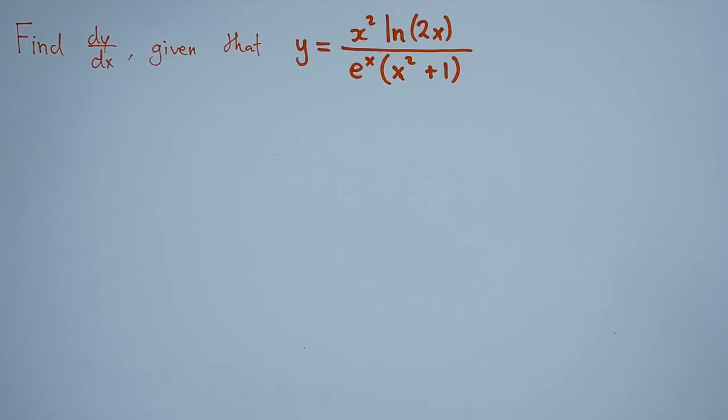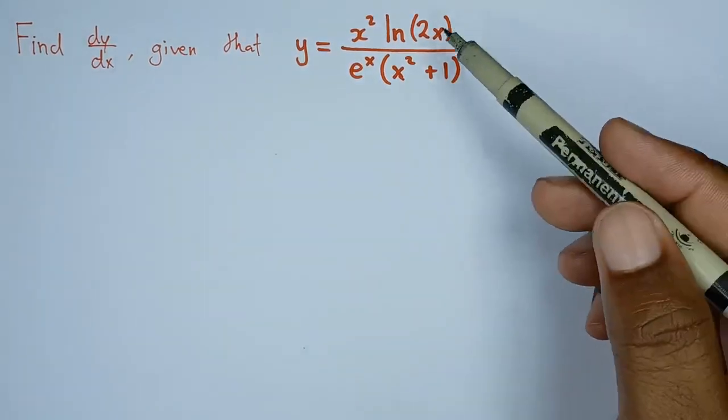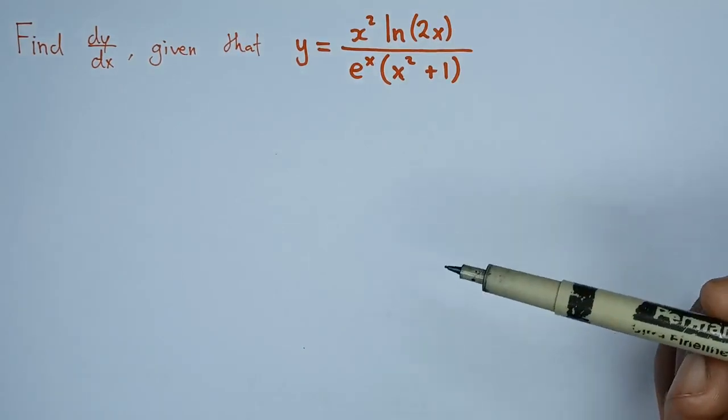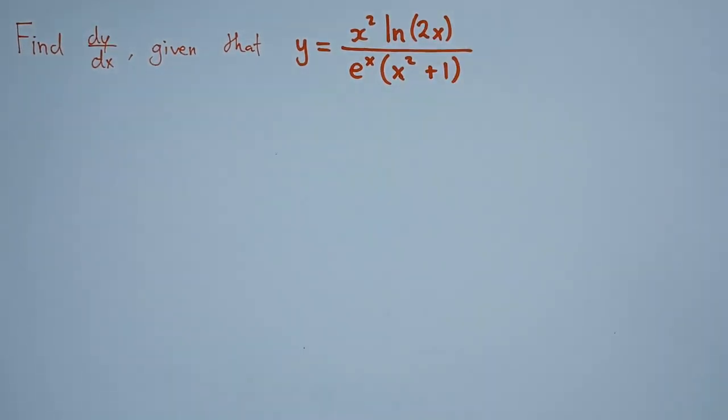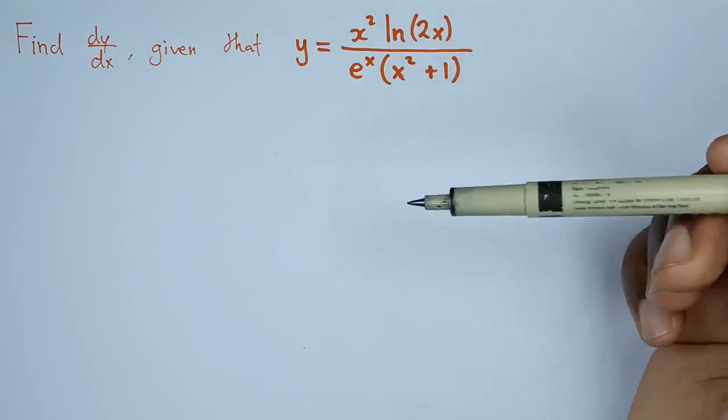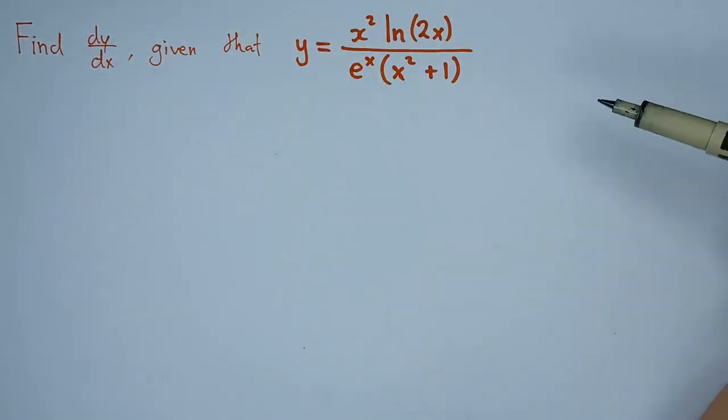So given this function of y, how can we find the derivative? How can we find dy dx? So first of all, it's important to note that this is a fraction, so the two functions are dividing, meaning that we're going to use the quotient rule. But before we go into that, we need to get the top part and the bottom part. We differentiate them separately, and then we'll see how we combine them.